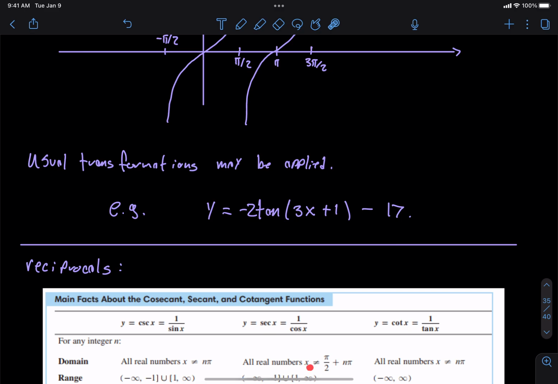Otherwise, we can plug in anything we want. Okay, likewise for the tangent function, why is it that the domain of the cotangent function is going to be the same as the domain of the cosecant function? Why is that true? Why are these domains going to be the same?